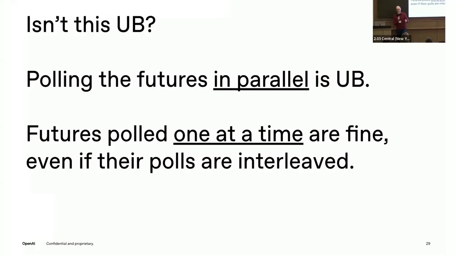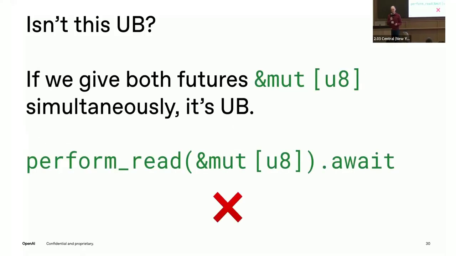Polling the two futures in parallel is undefined behavior because you have two references to the same mutable slice of memory from the same place. Mutable slices are not Sync. They're not thread safe. You can't pull them from two different threads. Undefined behavior. Okay. But if we poll them one at a time from the same thread, that's actually fine. So we can poll them concurrently, not in parallel. So it's okay if the two things are interleaved. They just can't be running at literally the same time. They can just be logically at the same time. Okay? Really fine distinction, matters a heck of a lot.